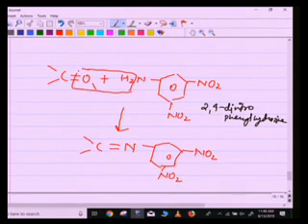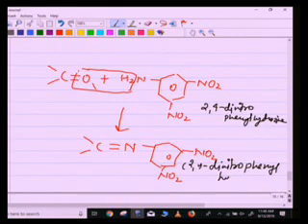Phenylhydrazine. And the compound which is formed here is 2,4-dinitrophenylhydrazone. Okay, 2,4-dinitrophenylhydrazone. So hopefully no problem till this topic. So the next is, let's start with the next one.